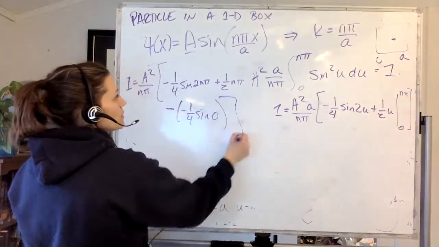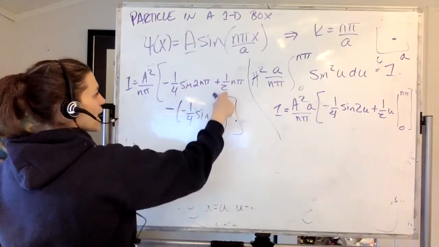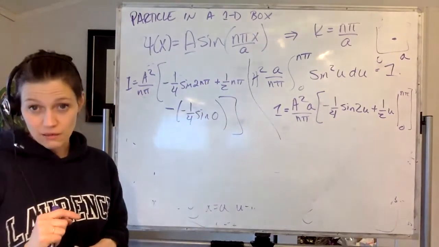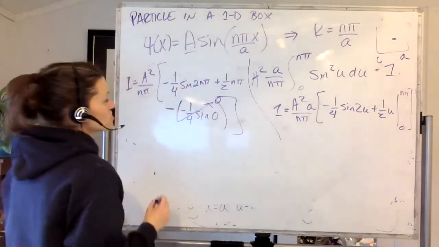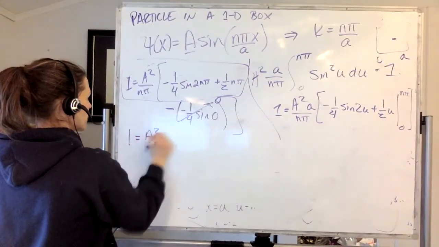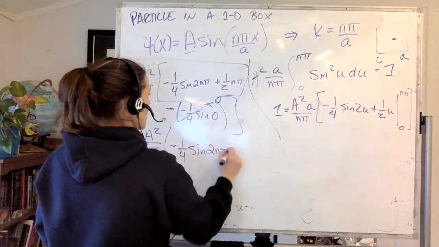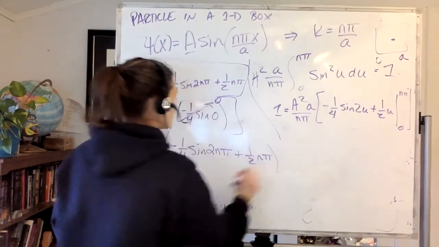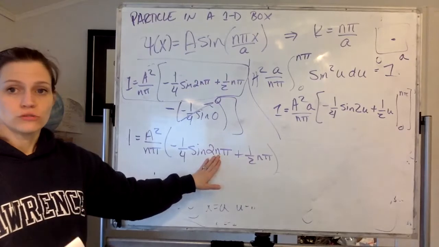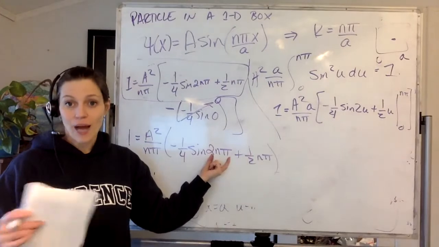Okay, well, here we go. So it's minus 1/4 sine 2 n pi plus 1/2 n pi minus quantity minus 1/4 sine of 0. Well, sine of 0 is 0. That makes life easy. So I'm just left with this part. So I've got 1 equals A squared over n pi times minus 1/4 sine 2 n pi plus 1/2 n pi. Okay, for any value of n, 1, 2, 3, 4, whatever, this becomes a multiple of pi.